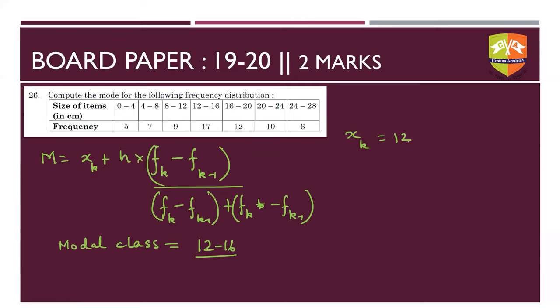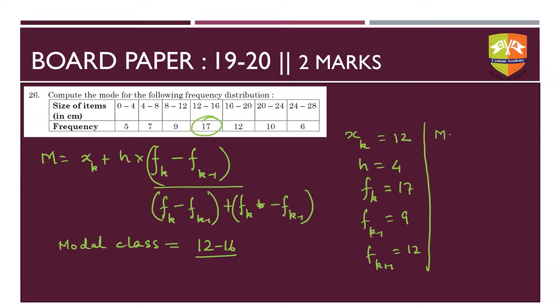So now let's find all the values. xk is 12. Then h is 4. Then fk is equal to 17. fk minus 1 is 9. fk plus 1 is 12. Right? Done calculation. So M is equal to 12 plus 4 into 17 minus 9, that is 8, divided by 8 plus 5. So this is 12 plus 32 by 13. Did you get this value, guys?